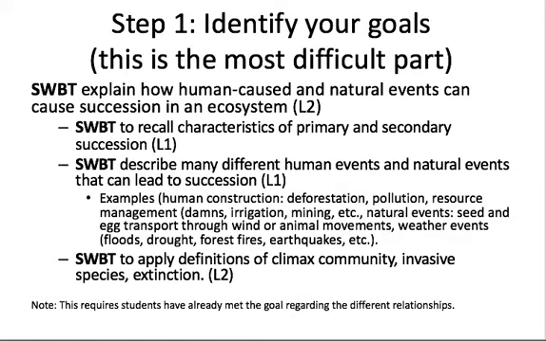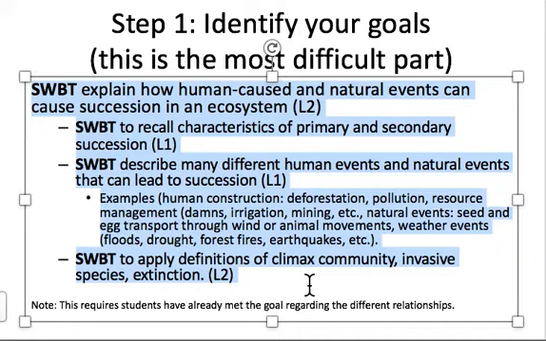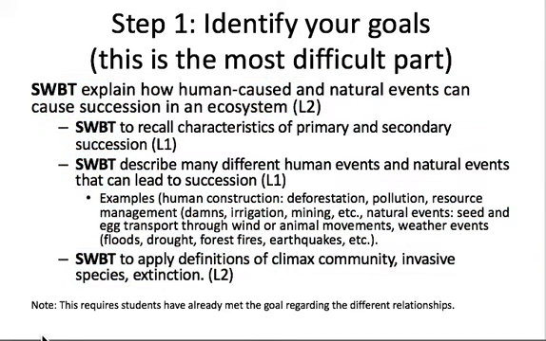So, step 1, identifying your goals. Again, here's an example based on that science material we've talked about so far with interaction, succession, and conservation. For lesson 2, let's say these are my lesson goals. Students will explain how human caused and natural events can cause succession in an ecosystem.